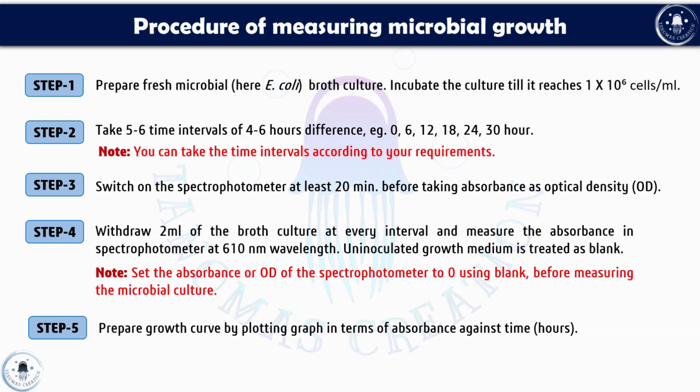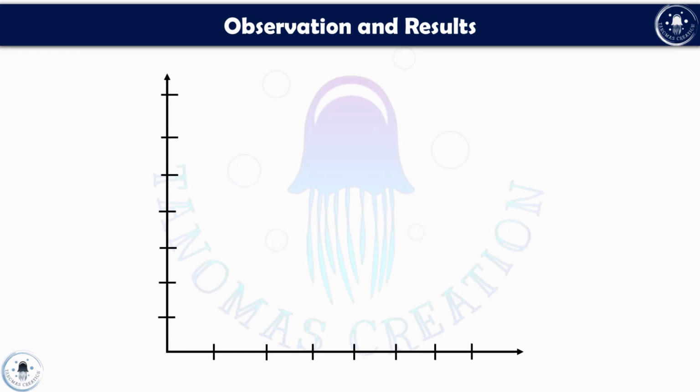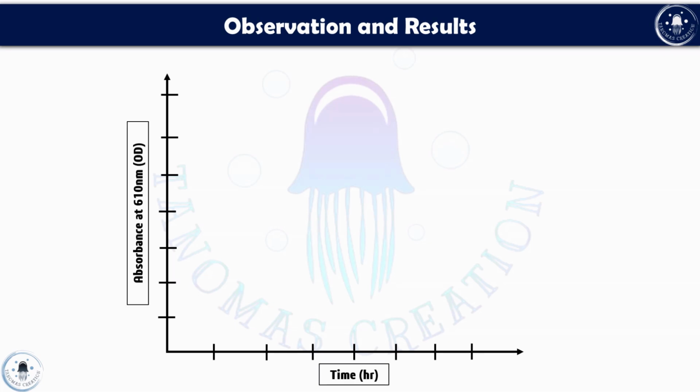Okay, so let us see how we will see our results. So this is the graph with the x axis as the time in hours and the y axis as the absorbance at 610 nanometer OD. This is also referred to as OD, absorbance. Okay, now we will get somewhat this type of growth curve. This is for E. coli only. Since we have taken E. coli as an example, this is the growth curve of E. coli.